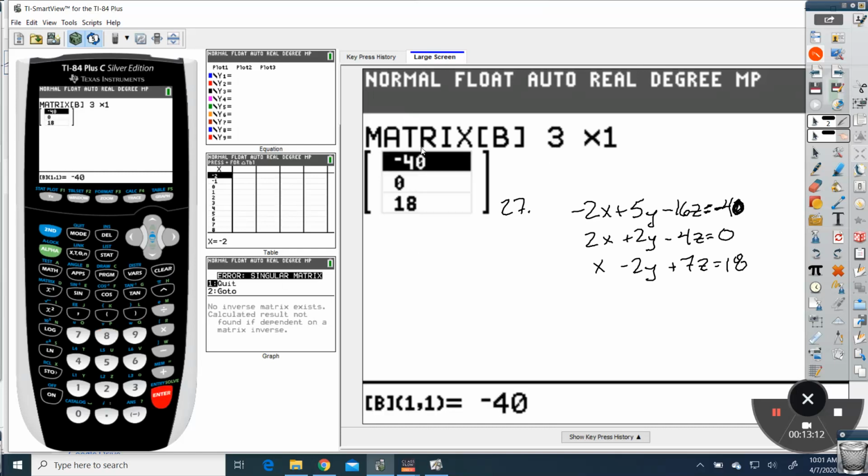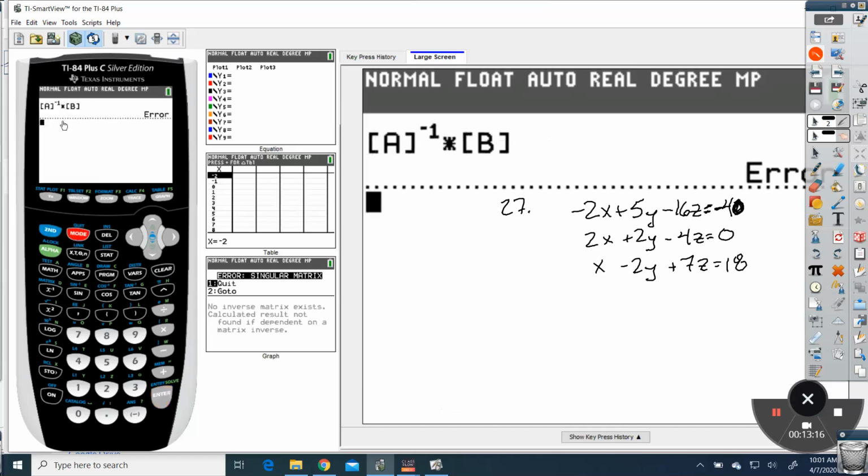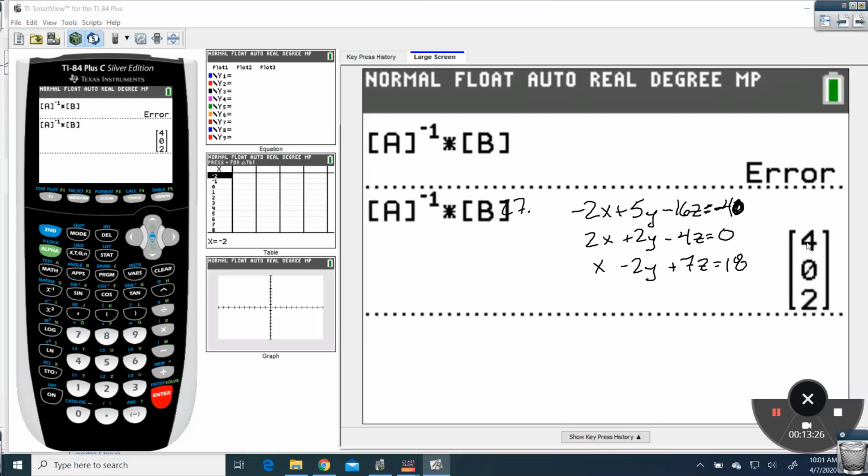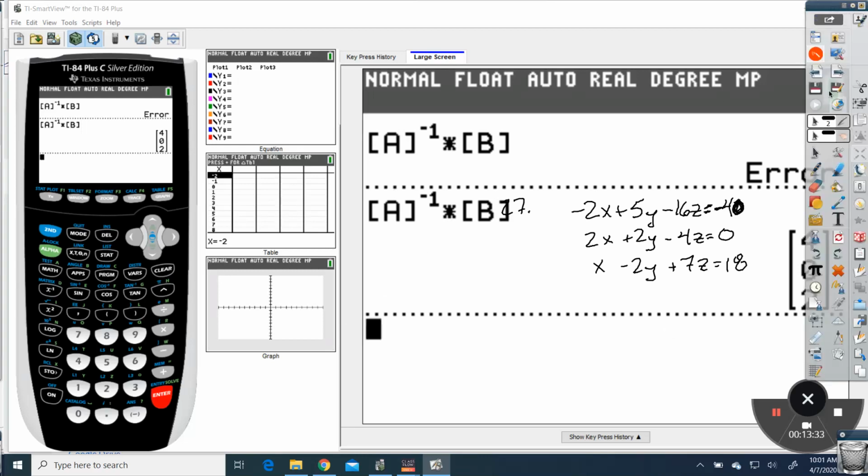All right, so I've got my 3 numbers in. I get out of this. If I've already done it once, you can hit second enter, and it brings up A negative 1 times B again. And I just hit enter, and it gives me my answers. X is 4, Y is 0, Z is 2. And I'm done. That's that whole problem. So I could actually write it X equals 4, Y equals 0, Z equals 2. Ta-dum. Okay, like I said, I'm going to teach you another method on your calculator.